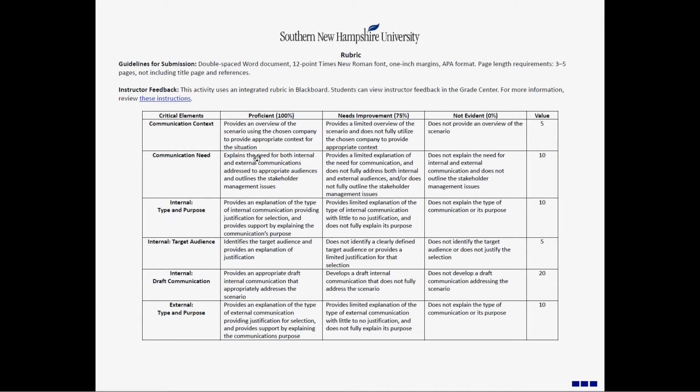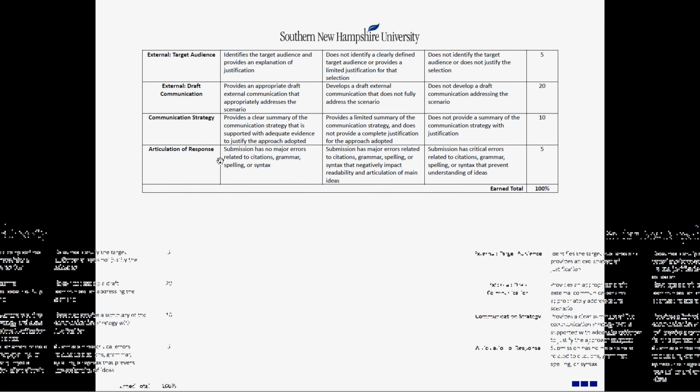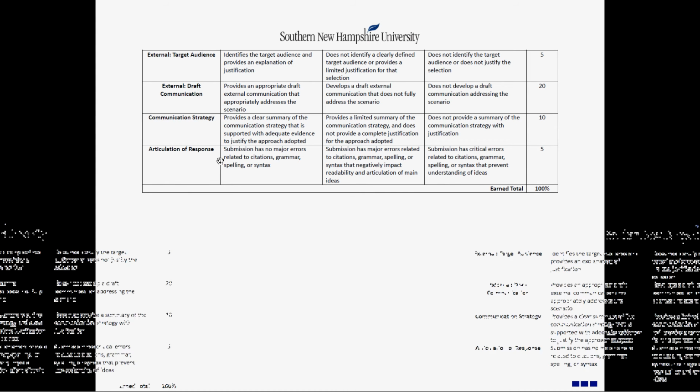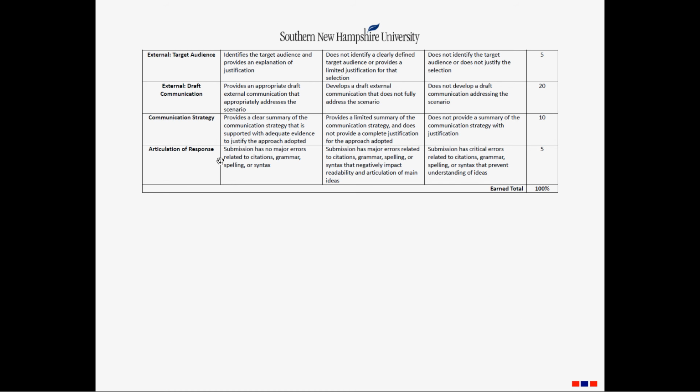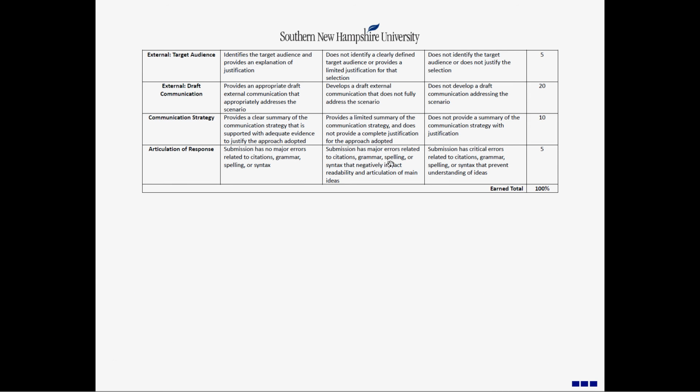Okay, so again, these are the criteria that you are being evaluated on, the critical elements. There's no surprises, okay? And finally, articulation of response. This is included in all of the written assignments in the class, and this has to do with presentation, grammar, and other kinds of presentation and writing errors, okay? So if it's free of or has no major errors, then you're getting proficient. Okay, if it has a lot of errors or it's full of errors, you're going to get fewer points.